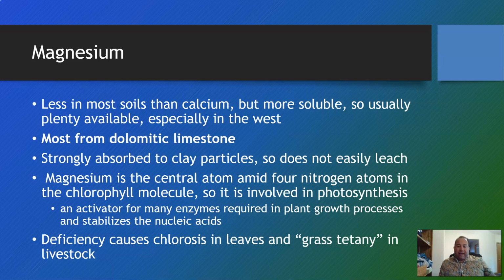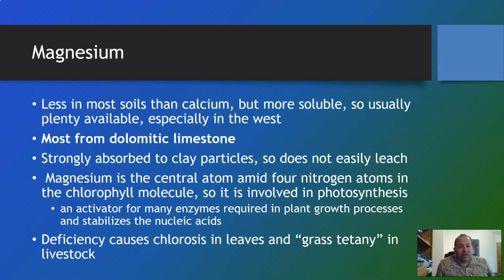Magnesium is the central atom amid 4 nitrogen atoms in the chlorophyll molecule, so it's involved in photosynthesis for the plant. It's an activator for many enzymes required in the plant growth processes and stabilizes the nucleic acids. So it's actually got a very important role in plant development, with it being involved in chlorophyll and photosynthesis, and then activating enzymes.